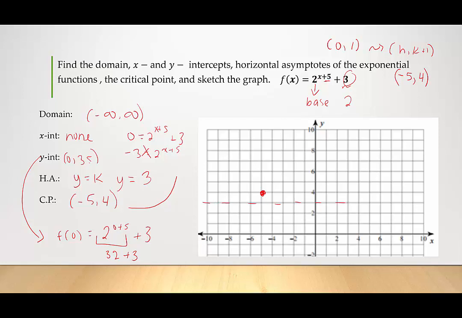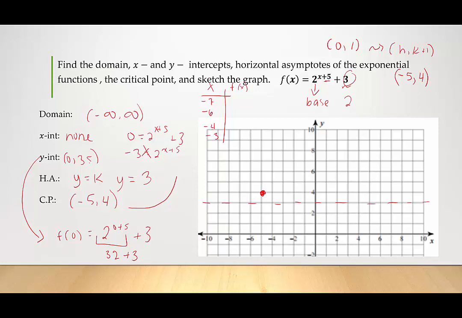And if you want to get more precise, you can make a table of values to help you. I would suggest 2 points to the left of the critical point and 2 points to the right. If you want to just wing it, that's fine too. And we can't use the y-intercept, unfortunately. If we do choose to plug in points, we have x and f of x. So our critical point is at -5. So what if we look at -7, -6, -4, and -3?